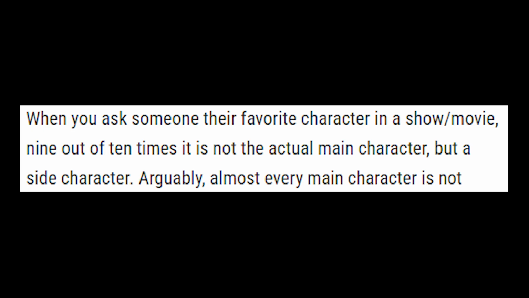Studies show that when people are asked who their favorite character is from their favorite movie or show, 9 out of 10 times it is not the actual main character, but a side character. It says that the most liked character is not the main character. But why is that? Well, today I'm going to explain the reason why I believe this is true and why there is a main character problem.